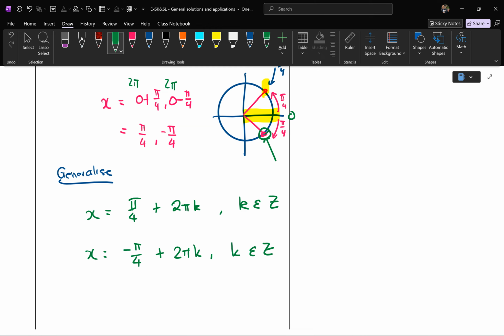As simple as that. So you did everything the same. Pick any 2 answers. This is my 2 answers, pi on 4 and negative pi on 4. And you don't have to have that. You could have any other value to start off with. You just need to generalize that. So this is my 2 generalized answers.